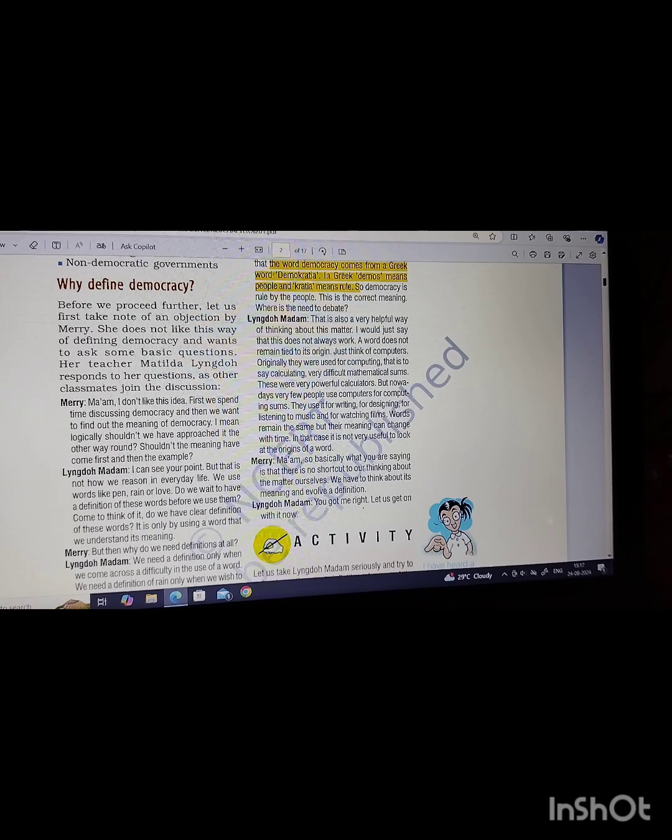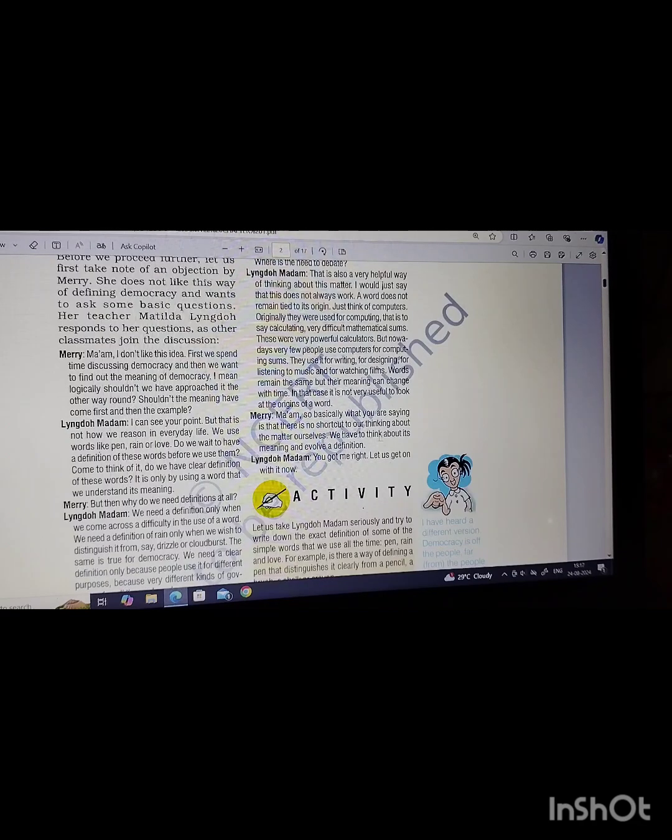So Mary has understood the concept of Lindo madam, that there is no shortcut to our thinking, like taking the origin or taking some quotes, etc. There are no shortcuts. We have to understand the meaning of the word, and we have to evolve a definition on our own. This is actually what learning is. If a word is given to you, you can take the word, think about it and make a definition of your own. You don't have to match it with others' meanings.